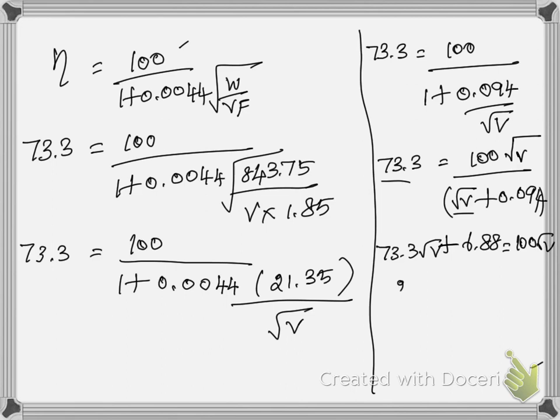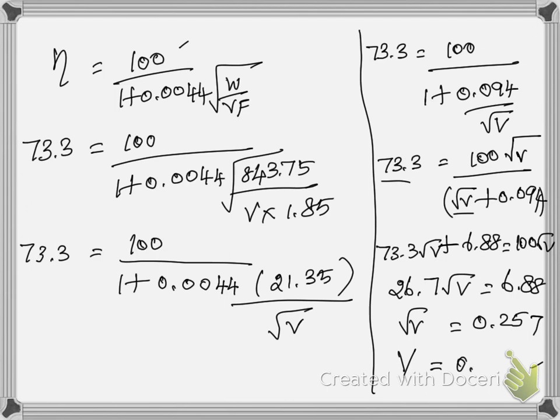I will be getting 26.7 root V is equal to 6.88. So root V is equal to 0.257, square on both the sides to get your V value. So my volume of filter will be equal to 0.066 hectare meter. So usually your volume will be in hectare meter. So I will be getting 0.066 hectare meter.